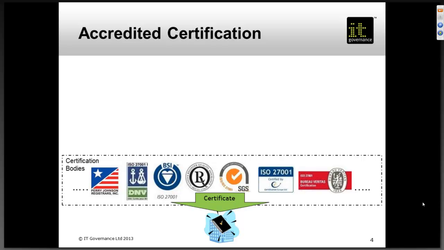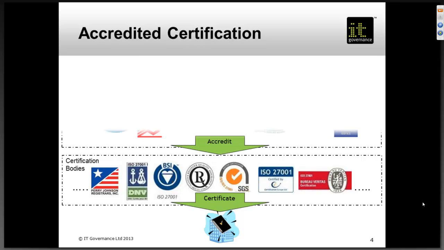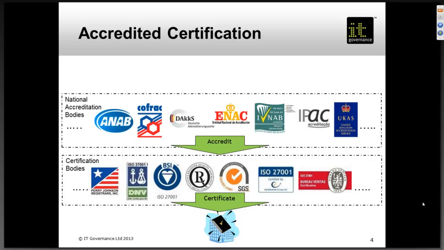So those certification bodies themselves are assessed to a couple of standards by their national accreditation bodies. On the screen here we have a representation of just some of the national accreditation bodies from around the globe. The few I've selected for this purpose today, reading from left to right, are the American Accreditation Board, then France, Germany, Spain, Ireland, Portugal, and UKAS, the United Kingdom Accreditation Service.